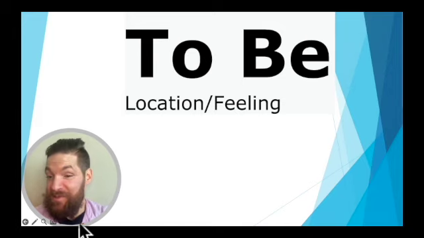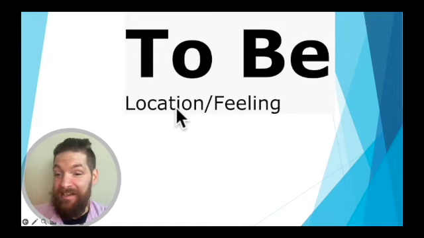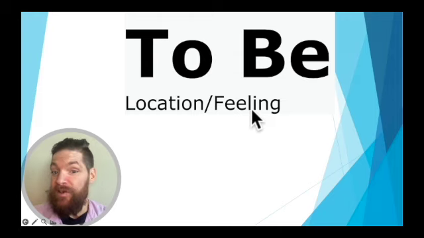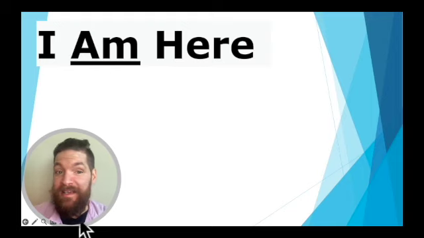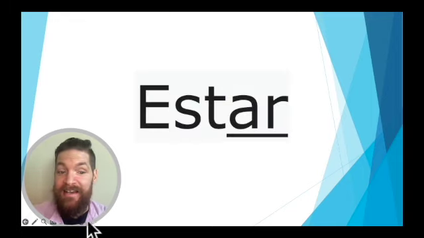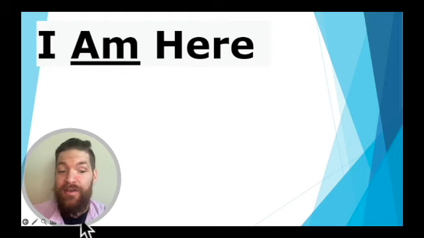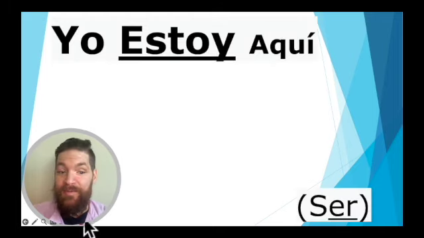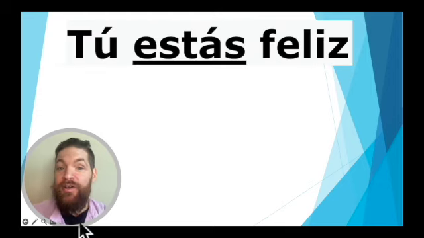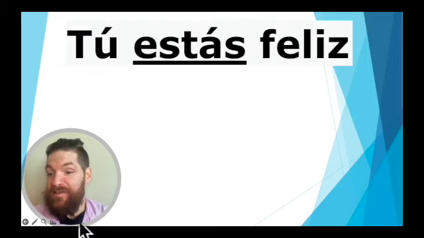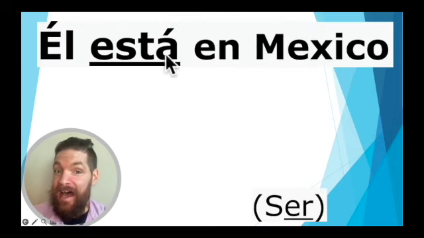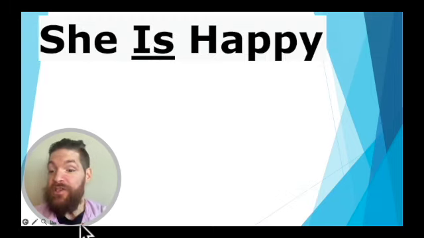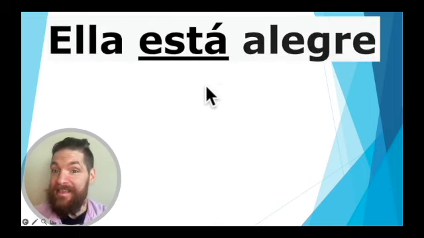Okay. Also to be, but this time it's about a location, like maybe you're somewhere in the world, or it's a feeling you have, right? So, estar is to be. I'll show you guys that again. Estar is to be. So, I am here. Yo estoy aquí. Muy bien. You are happy. Tú estás feliz. Or you could say, tú estás alegre. He is in Mexico. Él está en México. Notice the accent on the A.